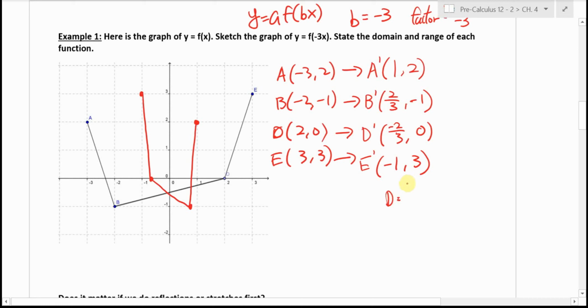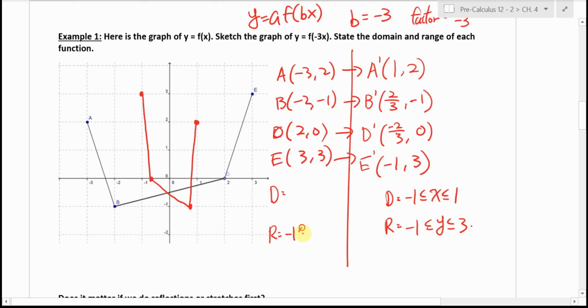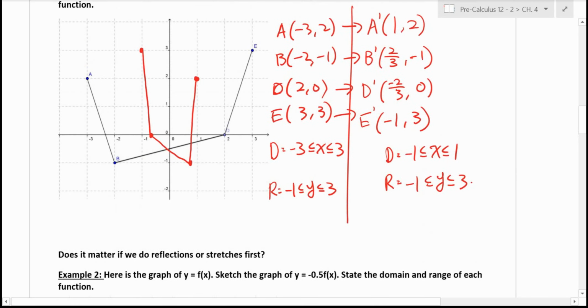The domain does change. The new domain actually goes from negative 1 to positive 1. However, because we didn't do anything with the vertical values, the y values, the range does not change at all. It still goes from negative 1 to positive 3, and that was the case for the original range as well. But you can see the original domain was not the same. It was from negative 3 to positive 3. Okay, so that's the example. Hopefully that was okay for you.